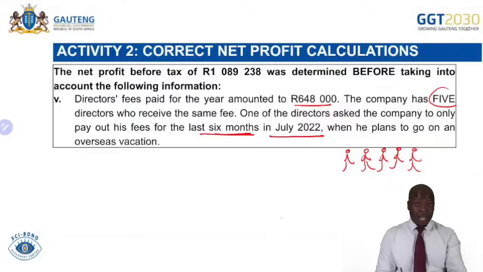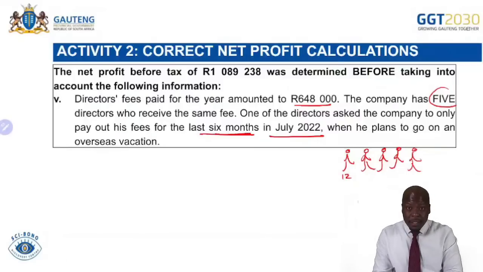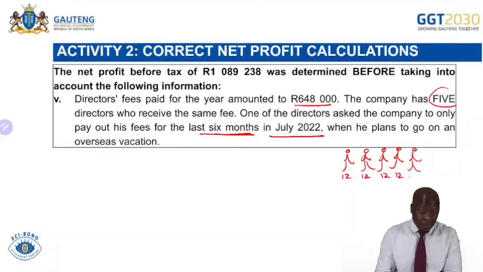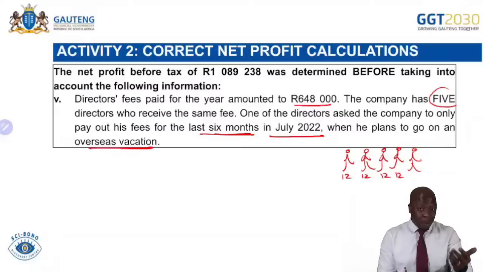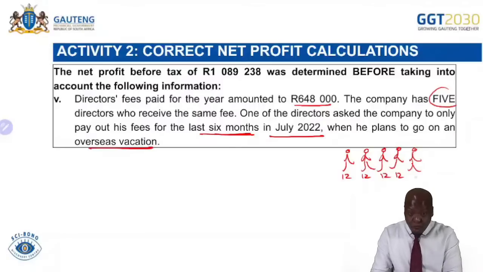So, what does that mean? It means for director number 1, we paid him for 12 months. Director number 2, 12 months. Director number 3, 12 months. Director number 4, 12 months. But for director number 5, he has asked that we don't pay him for 12 months. He has planned a vacation overseas, so he needs money to spend over there. So he said, please only pay me my director's fees in July. So we have paid him not for 12, but for 6 months.